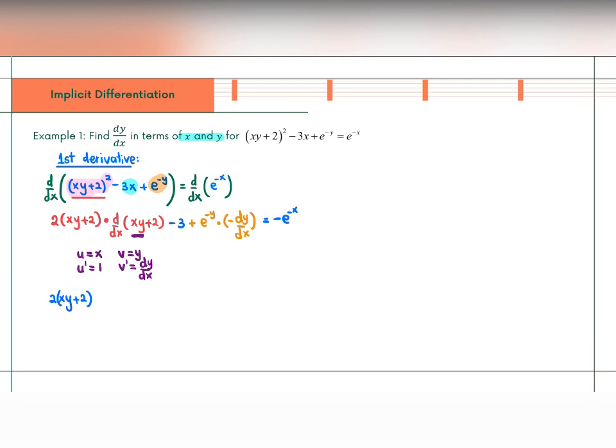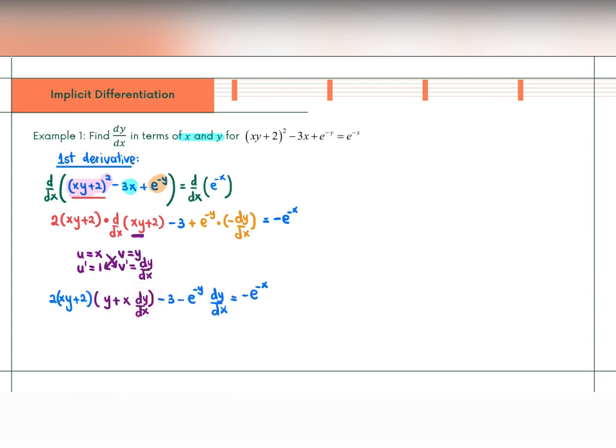Okay, so that means this one will be multiplied by vu prime. So, dapat y plus uv prime. So, kita ada x dy over dx. Okay. So, ini apa yang kita differentiate. Inilah kita dapat result ini. And then yang selebihnya, it will be minus 3 minus e of negative y dy over dx equals to negative e of negative x. Okay, so now kita dah habis differentiate. So, dah habis differentiate, we are going to do the second step, which is rearrange, jadikan dy dx sebagai subjek.